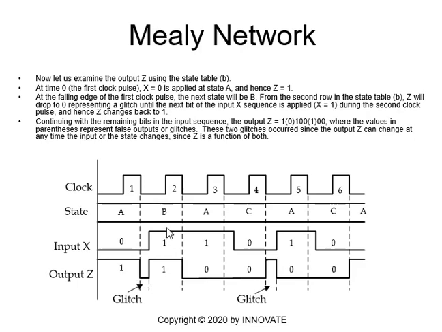Now if I'm in state B, the next state will be A, the input is still 1, so the output will remain 0. Again, here X changed from 0 to 1, but the clock occurred first. So there is a glitch from 0 to 1 in Z. Then when X occurred, Z will go back to 0, to what it should be. It should be the output 0.